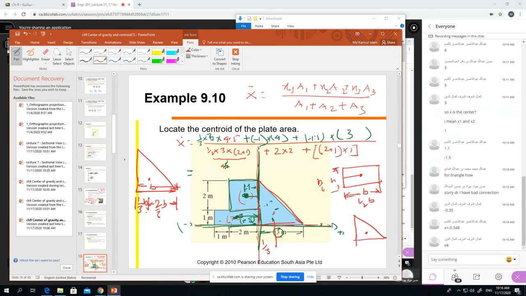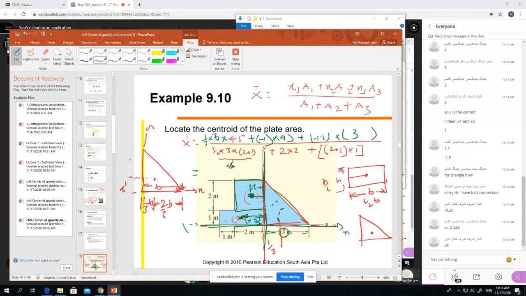Okay, 2/3 of B. This is in the x direction, and in the y direction again the same. This is 1/3 of, suppose it is H. It is all total H. So 1/3 of H, 1/3 of H, and from the top it is 2/3 of H.